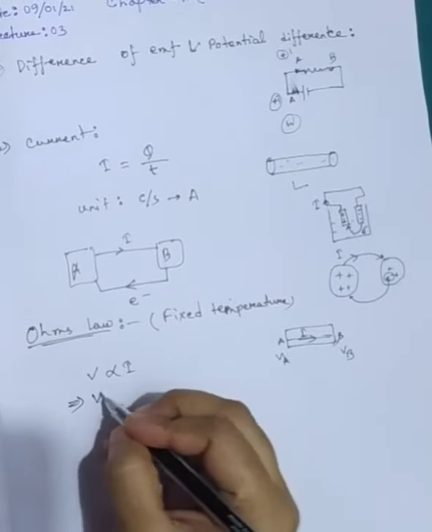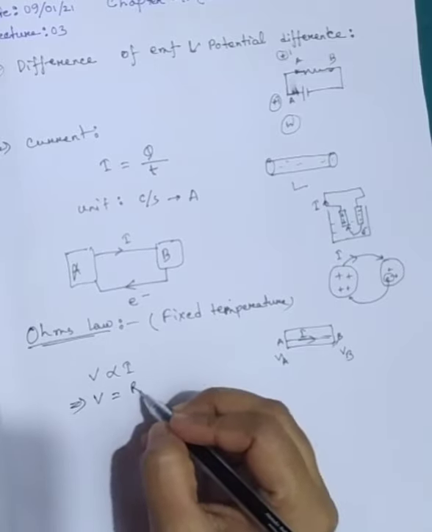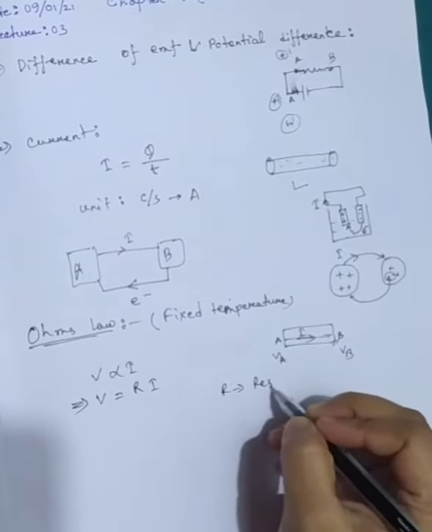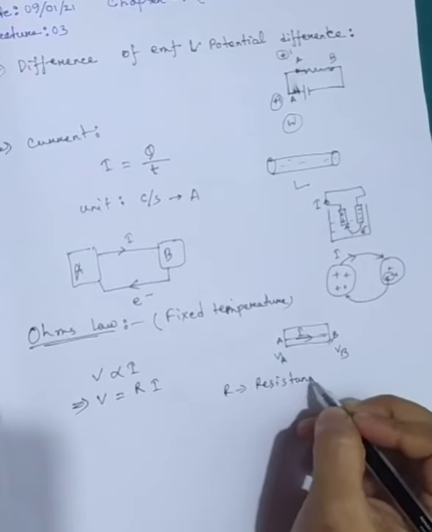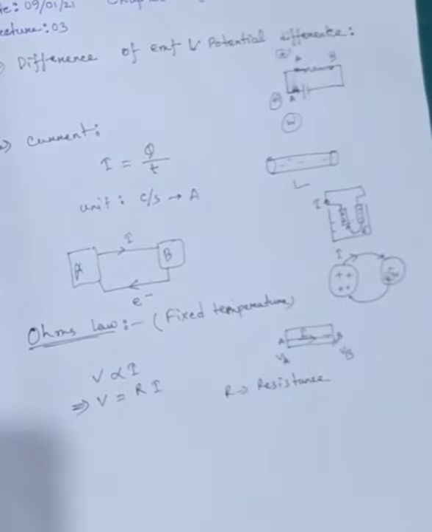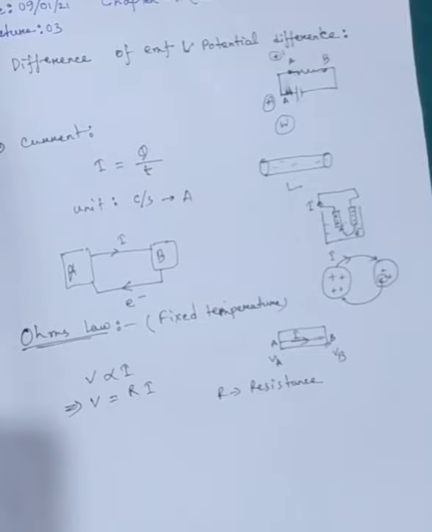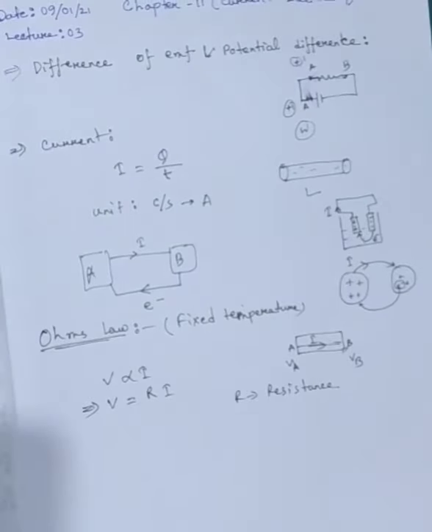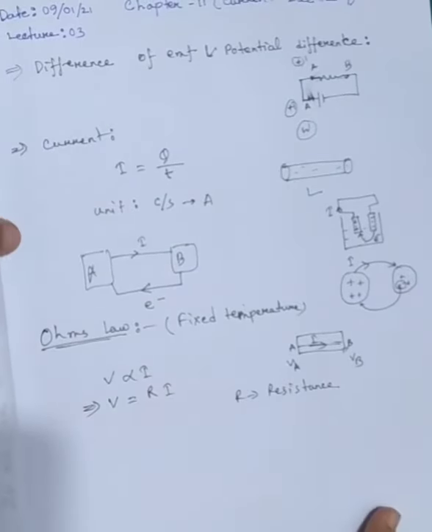So to omit the proportionate sign over here, we can use a constant R that is called here resistance. R is called resistance, or বাংলায় যেটাকে আমরা বলি রোধ। রোধ বা রেজিস্ট্যান্স হচ্ছে একটা বাধা, hindrance or obstacles in the flow of current. Okay, রোধ হচ্ছে একটা বাধা.